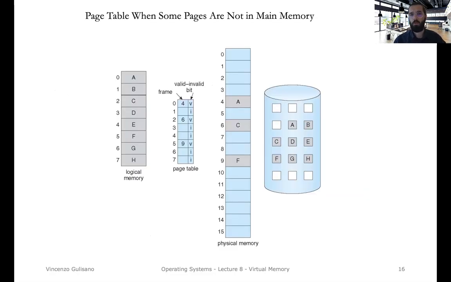So this is how it could look, right? We have 8 pages here, but only 3 are in the physical memory with 3 frames, and those have the bit set to valid, while all the other entries are set to invalid.